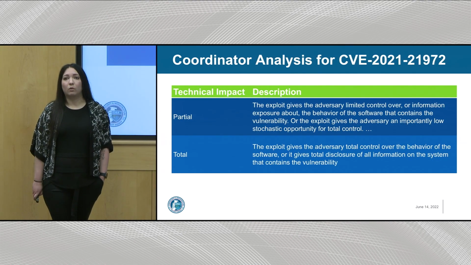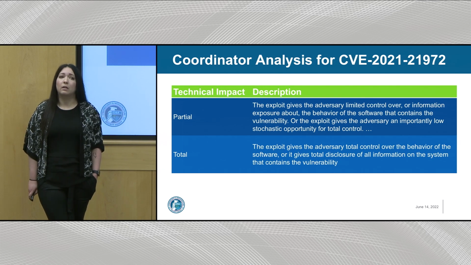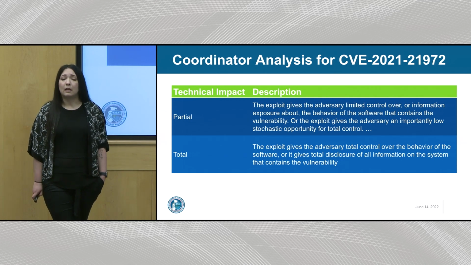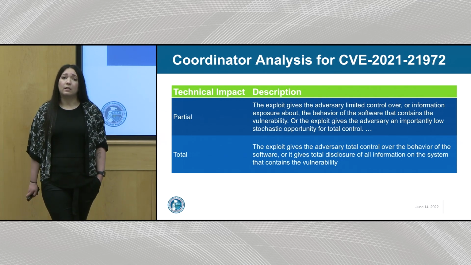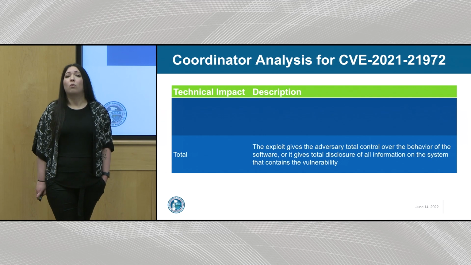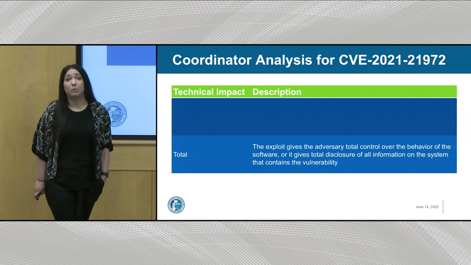The next category is technical impact. Does exploitation of the vulnerability allow for partial or total control over the affected product? As the example stated, this is a remote code execution vulnerability, so the answer here would be yes, it's total. The exploit gives the adversary total control over the behavior of the software, or it gives total disclosure of all information on the system that contains the vulnerability.